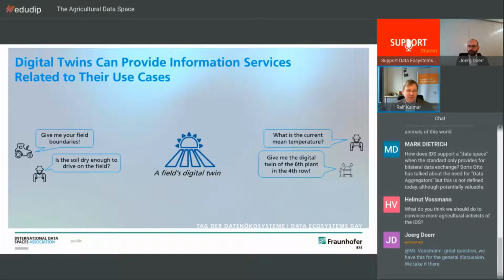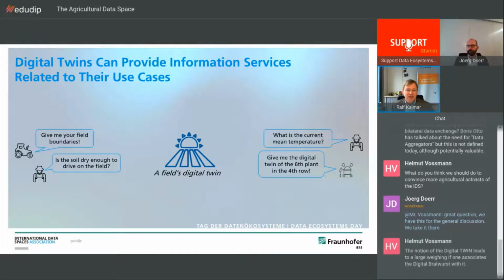And this is just a few examples showing you how such an interaction with a twin would look like. So if we had a field's digital twin, this could provide services for information of that twin, like giving field boundaries to another machine, or providing a service if the field is ready to drive on it, or if it's too muddy or too wet, so that you should not drive on it with heavy machinery. You could also ask for temperature, or even have twins of plants reside in that could be accessed again from a machine or from another service.